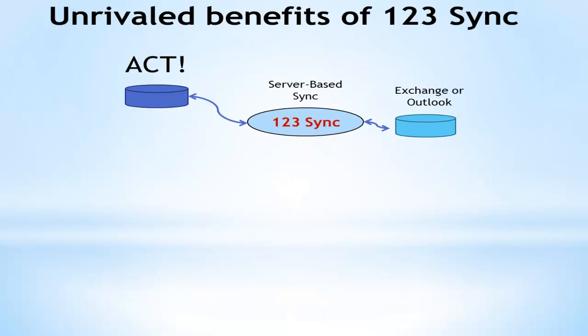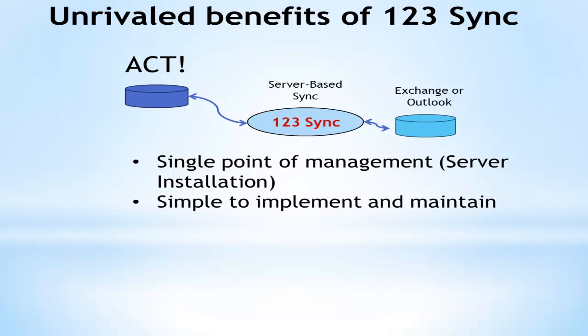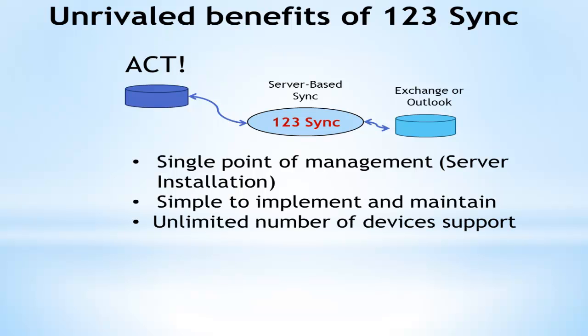123 Sync offers unrivaled benefits in the synchronization solution. First is the single point of management. No client software, just one place to fix any issues if you have any issues. It's simple to maintain and implement. And there's no limitation on the number of devices supported, because everything is syncing with Outlook or Exchange. Any device you bring will actually sync with 123 Sync and then into ACT.